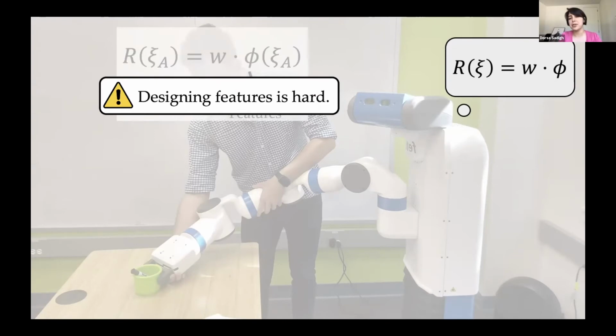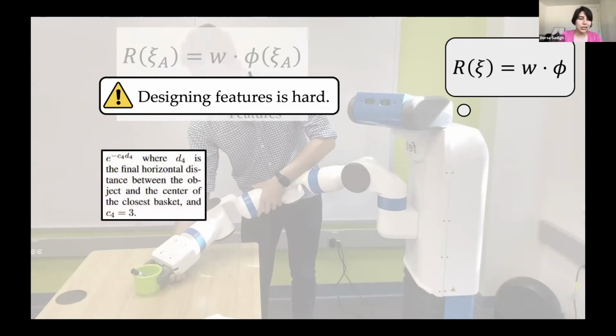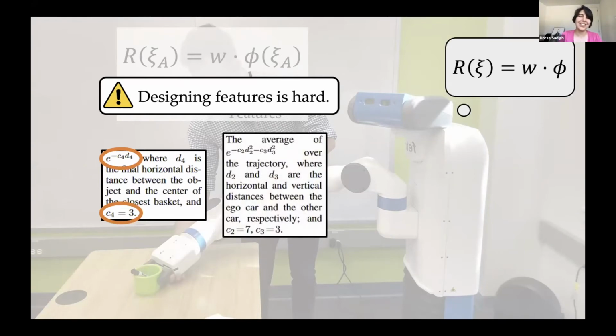If you look at papers that use linear reward functions, there are usually statements in the experiment section saying, well, we picked a feature that was an exponential distance of some c times some distance, and that c was equal to 3. And where does that 3 come from? Magic, reward design, hyperparameter tuning, all of those could be part of it. Sometimes you have much more complicated features, like using quadratic distance with 2 other parameters, 7 and 3, which again, God knows where they're coming from.